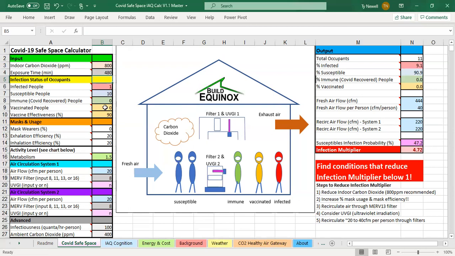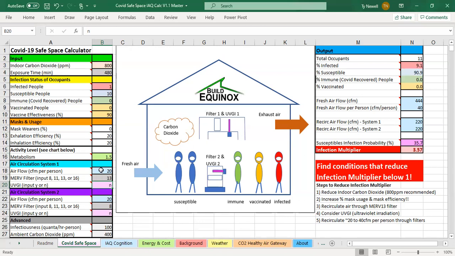We're not going to vaccinate anyone yet. We're not going to require that masks are worn yet. But let's go down here and change that filter in the central system from a MERV 8 to a MERV 13 filter. And a MERV 13 filter will capture about 90% of the virus. A MERV 8 is like you have no filter in there at all as far as capturing virus.